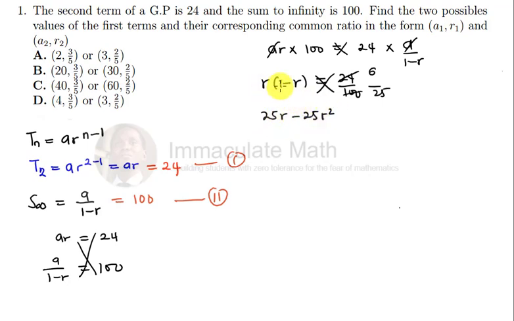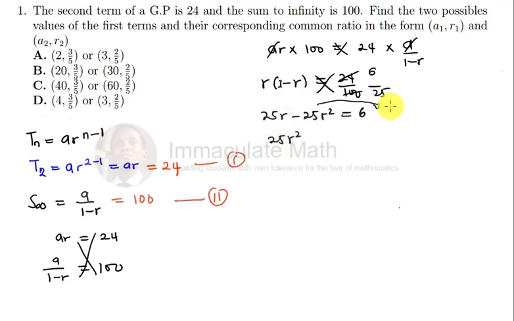Why? Because r multiplied by 1 will give me r, times 25 will give me 25r. R multiplied by minus r will give me minus r square, multiplied by 25, that will give me minus 25r square, equals 6. So if I collect like terms, I want to make the coefficient of r square positive. If I bring it to this side, I'm going to have 25r square.